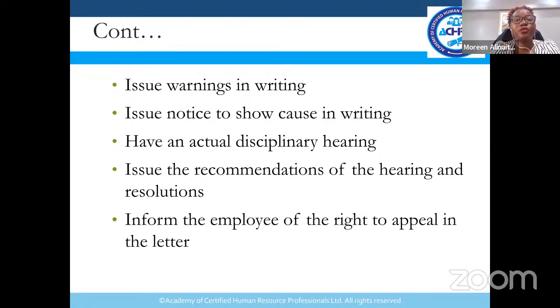You have a right to appeal. Inform the employee in writing that they have a right to appeal, okay? In the same letter of dismissal, inform them of their right to appeal. If you do not do that, they can just come to court and say, yes, I was terminated, but I was not told of my right to appeal.